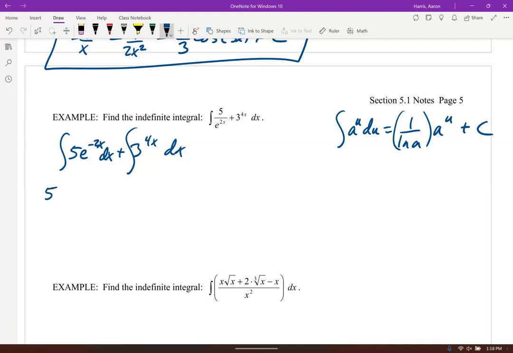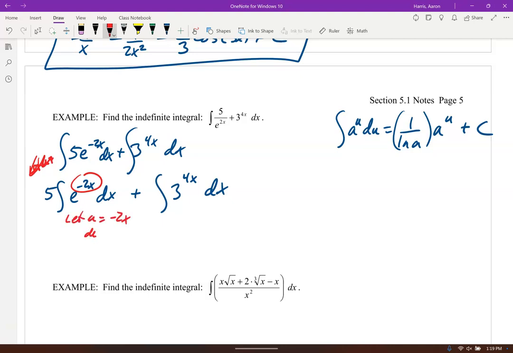And so I'm going to push this 5 out. And I'm going to let that u be that negative 2x. I'm not going to have room there, let me just do it below. Let u be negative 2x. So du dx is negative 2. Let's take the dx to the other side. So negative 2 dx. I need a negative 2, give it a negative 2. Now I got negative 2 dx in there. Offset it with negative 1/2, because negative 1/2 times negative 2 is a positive 1.